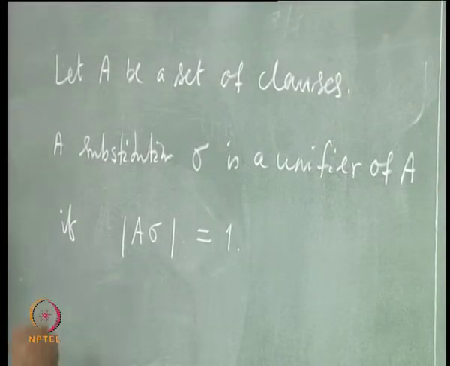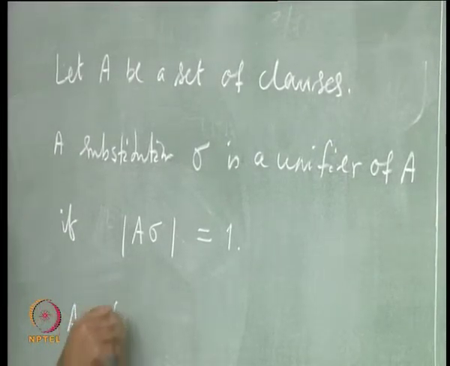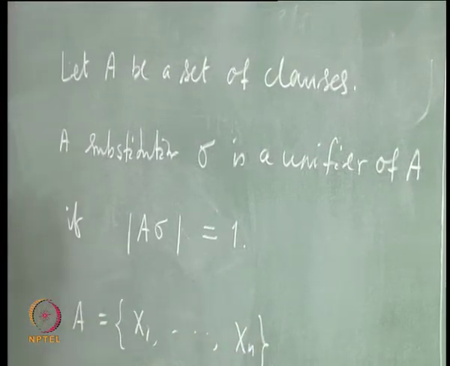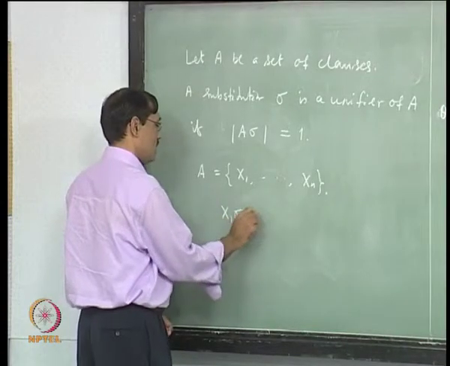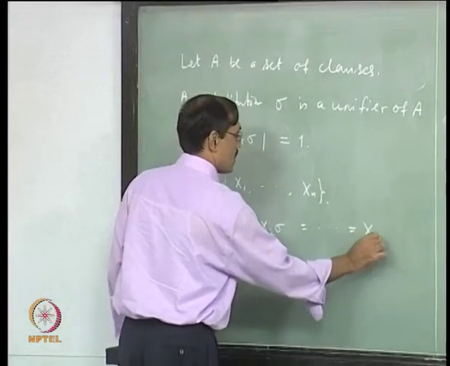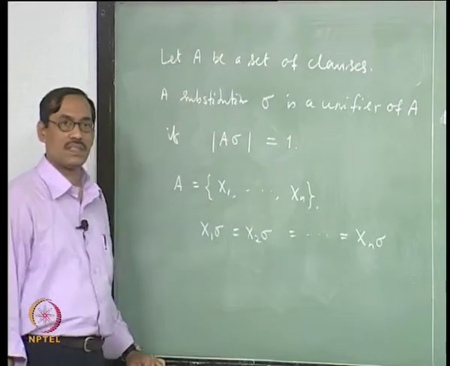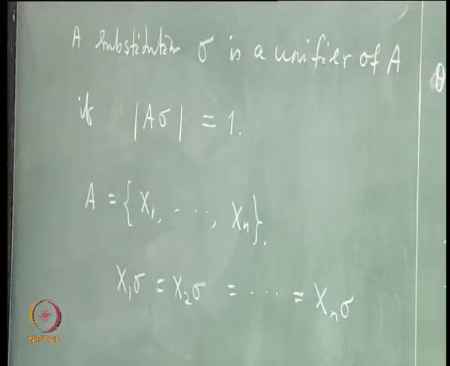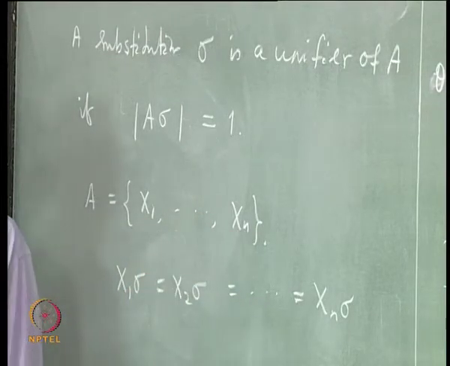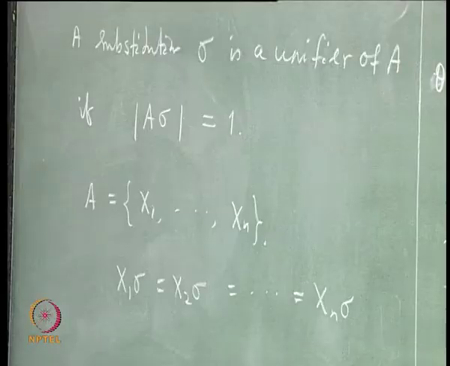Okay, which means if you have A equal to, say, x1 up to xn, I should have x1 sigma equal to x2 sigma equal to xn sigma. If this happens, then that substitution is called a unifier of the set A, right. Sometimes we will say unifier of the clauses x1 to xn, fine.